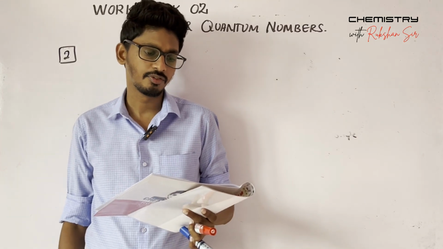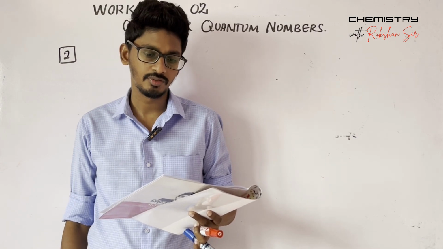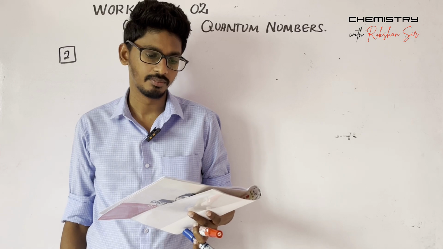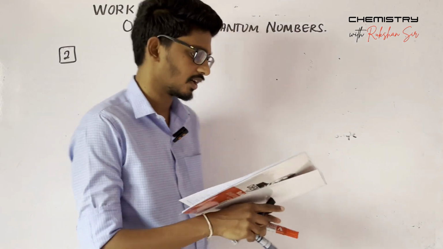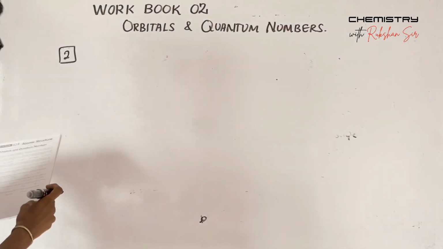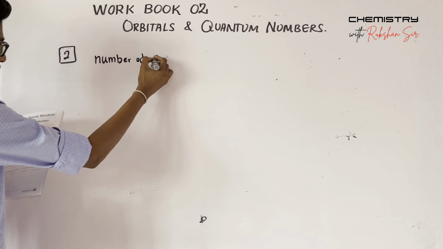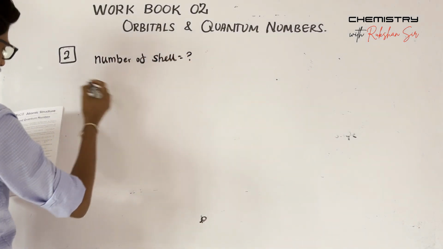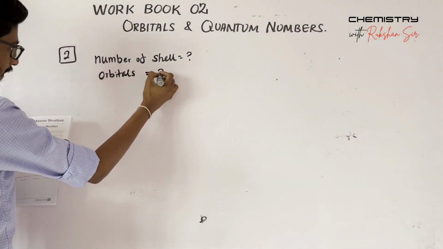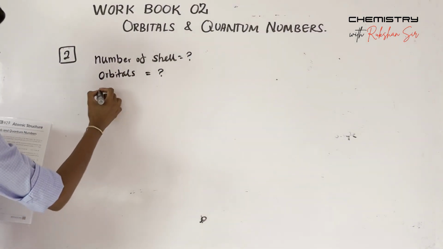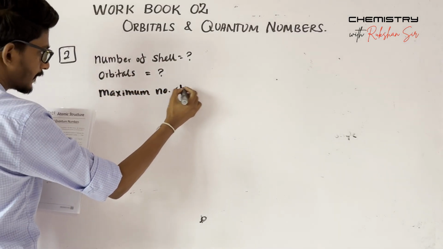It says the number of shells, sub-energy levels, orbitals, and the maximum number of electrons that could be present in the main energy level described by the principal quantum number n equal to 3 are, respectively. So we are looking for the number of shells, then orbitals, and the maximum number of electrons.